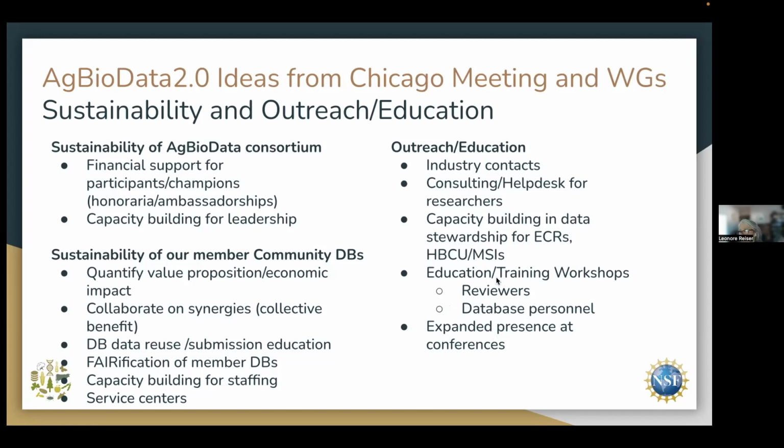We wanted to, as John was mentioning, do some capacity building and data stewardship aimed at early career researchers, folks from HBCUs and minority serving institutions, as well as maybe focusing some of our education and training towards reviewers, as well as our own database personnel. And then, of course, expanding our outreach and being more present within the community.